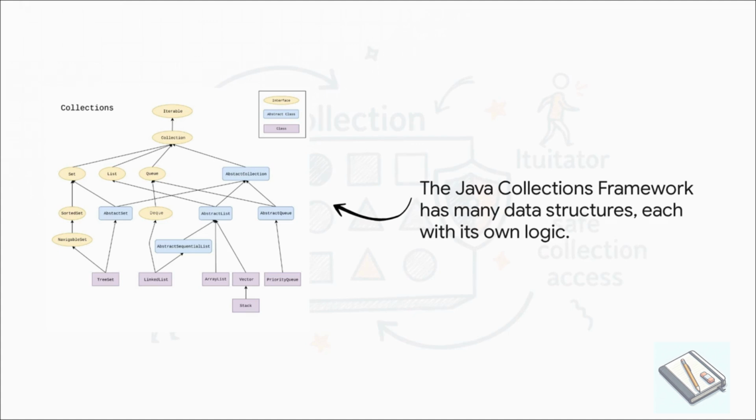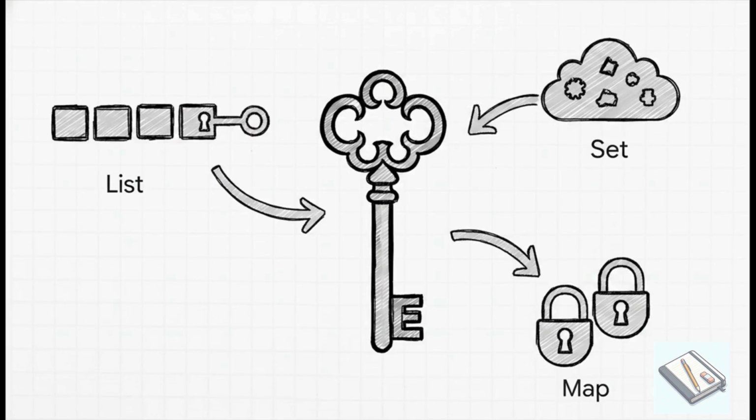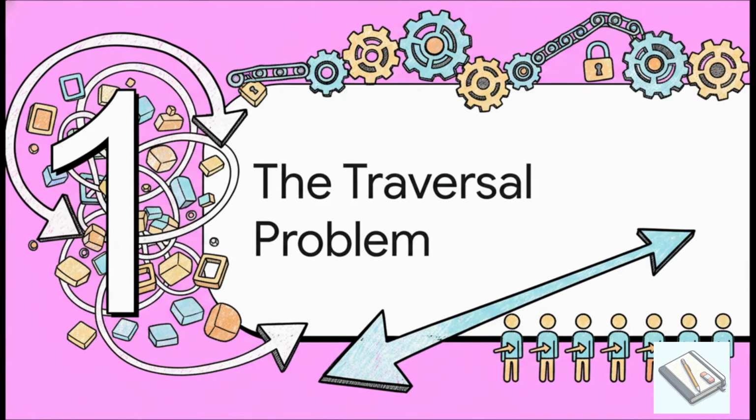We desperately need one single consistent way to get to our elements, so we're not stuck writing a special loop for every single data structure out there. And that, my friends, is exactly where the iterator comes into play. By the time we're done here, you're going to see how this one tool acts like that universal key we've been talking about, a super clean way to access elements in pretty much any Java collection you can throw at it.